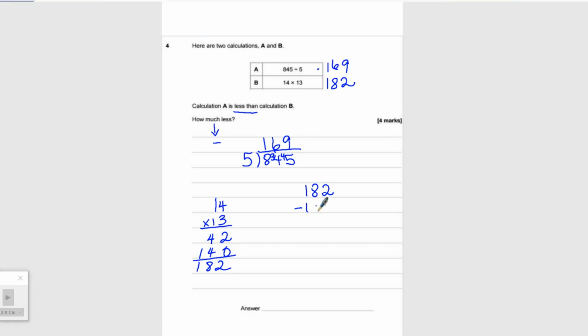The final step is subtraction, because the question asks how much less is A than B. The final answer is 13.